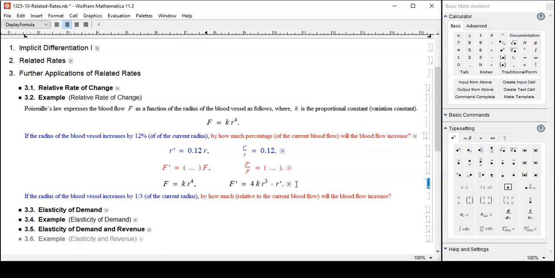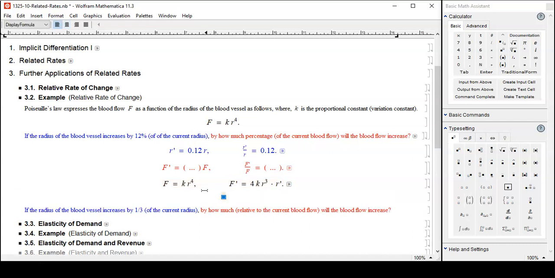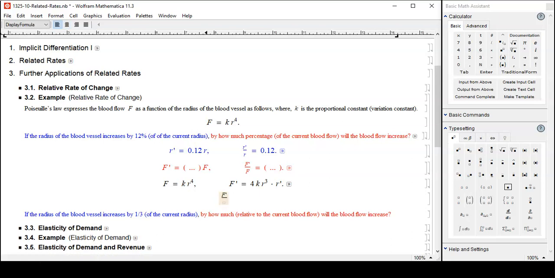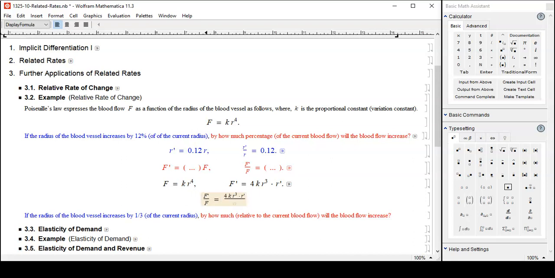Now, what do you want to find out? We know r prime over r, and we want to find out f prime over f. What is f prime? It's right here, the numerator. And what is f? It's right there. That's the denominator. So we want f prime over f, and that is 4k r to the third power times r prime, that's the numerator, and divided by k r to the fourth power. Make sense?